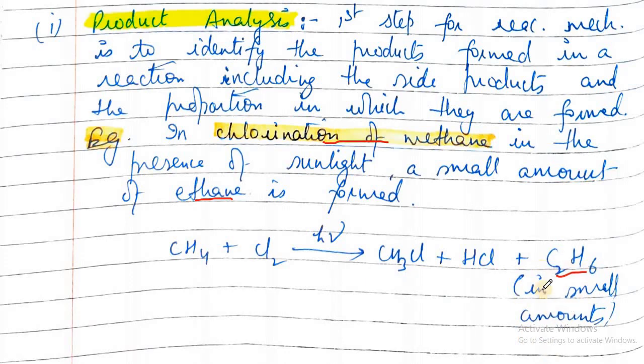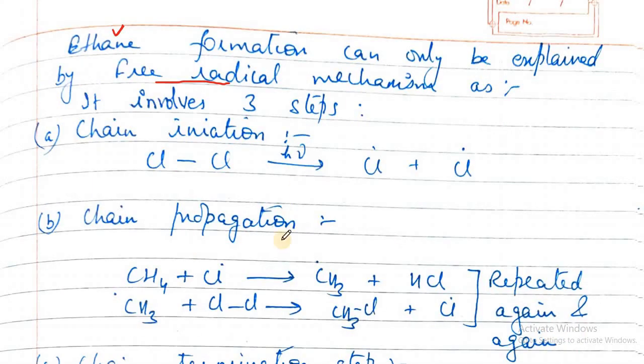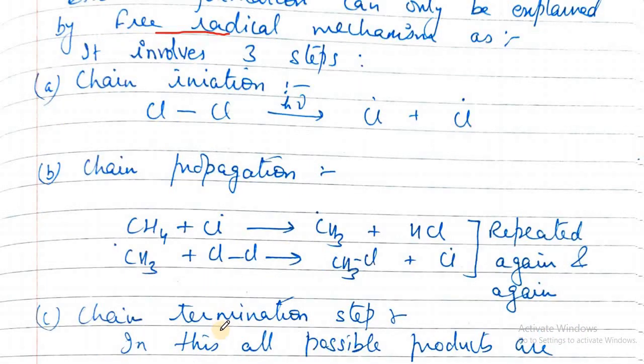To find out by which mechanism this can be formed, we choose the free radical mechanism. In the free radical mechanism, we can easily explain how we get ethane. The free radical mechanism involves three steps: chain initiation, chain propagation, and chain termination.